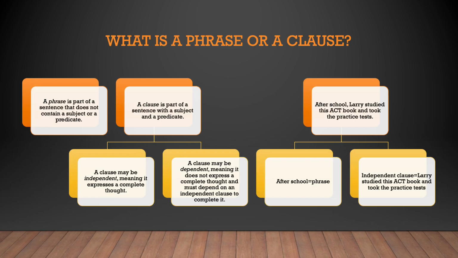What is a phrase or a clause? A phrase is part of a sentence that does not contain a subject or a predicate. A clause is a part of a sentence with a subject and a predicate. A clause may be independent, meaning it expresses a complete thought. A clause may be dependent, meaning it does not express a complete thought and must depend on an independent clause to complete it.